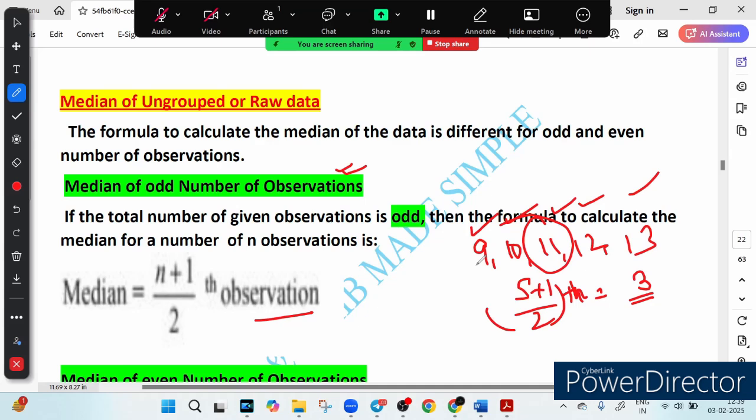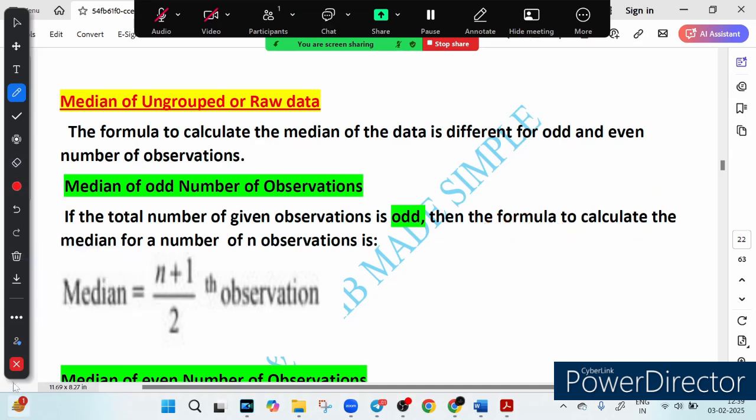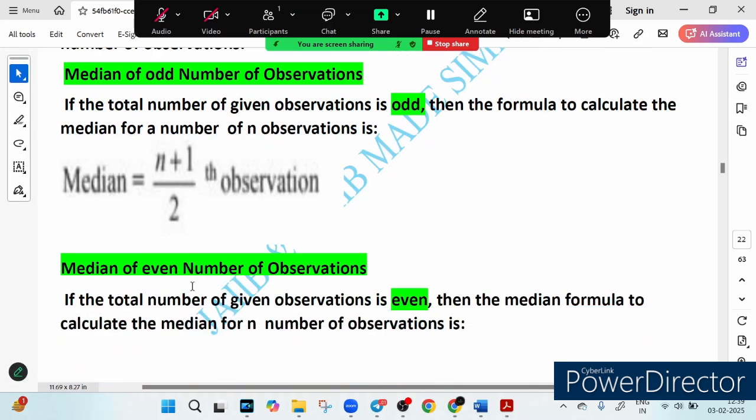So if the total number of observations is odd, the formula is (n plus 1) upon 2th, which here is the third observation. The third observation is 11, right? So this is what we call the median. So this is all about the median of an odd number of observations.